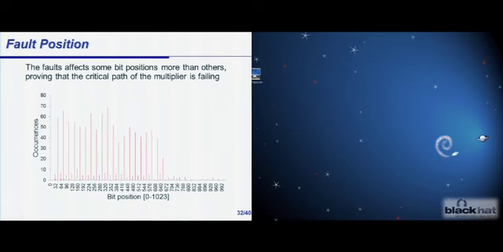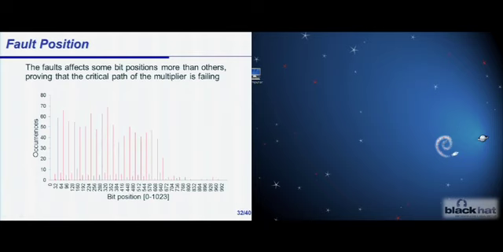So this chart here is showing how different bit positions have a different amount of occurrences of the fault. Now, why is that? It's again because we have a multiplier which is implemented in real logic. Some signal propagations are very short. They can always make it to the flip-flop, to the latch. And some tend to be on the critical path, and those are the ones most prone to problems.